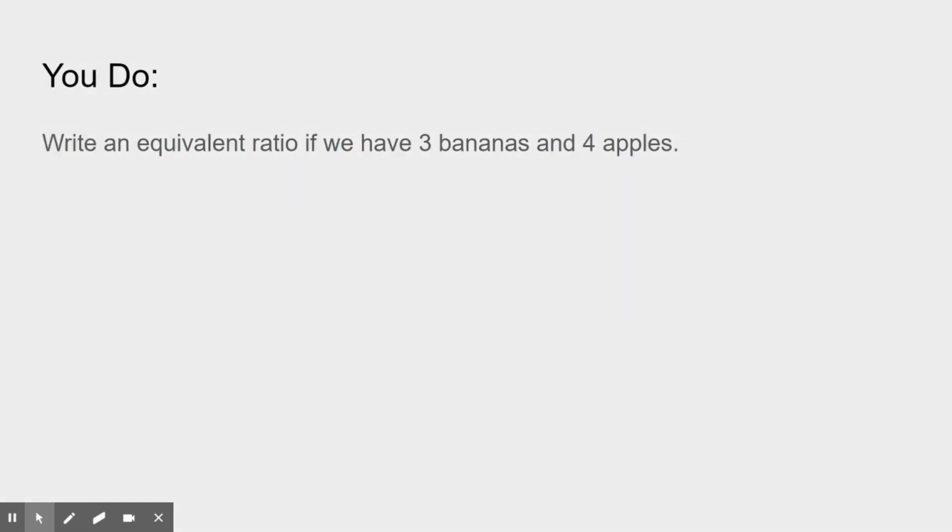So your first one, you're going to write an equivalent ratio if you have 3 bananas and 4 apples. A different ratio for bananas to apples this time. You get to choose what equivalent ratio you want to make. Totally up to you. Pause the video, do this now.